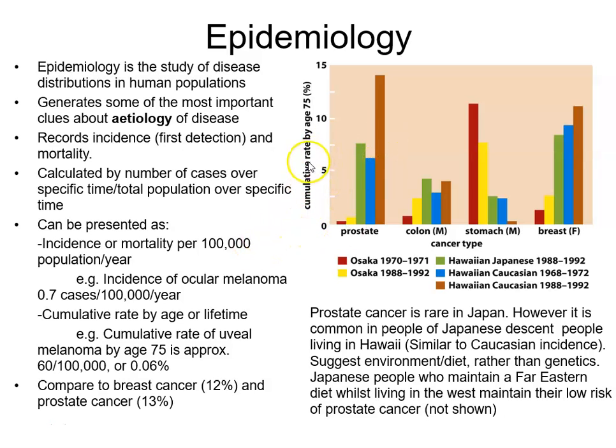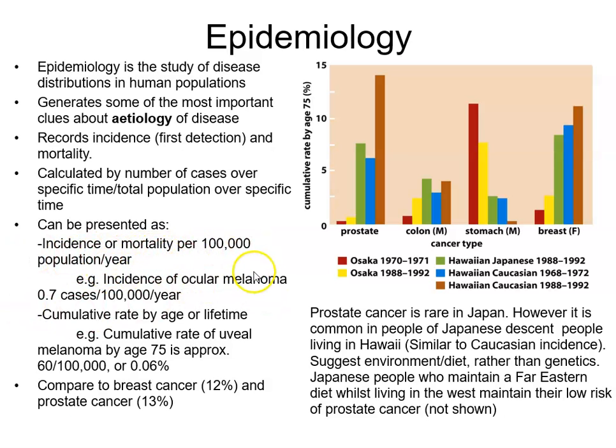This is a rather clunky one, cumulative rate of getting that disease by the age of 75. So what we're saying is that in Hawaiian Caucasian men in the late 1980s, by the time you get to 75, about 14% will have evidence of prostate cancer. So that's one way of expressing it, which is quite understandable. You can also have incidence or mortality per population per year.